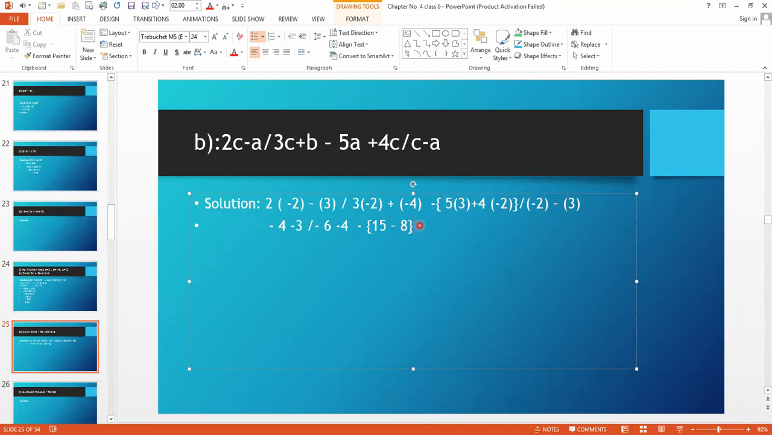Now I have to put this divided by c minus a. Look here, c is minus 2, a is 3. So minus 2, minus 3, both have the same sign. So I have to add 3 plus 2, that is 5, and put the sign of the greater number. So it is minus 5. Okay. Now move towards the next part. Minus 1, minus 3, both have the same sign. So I have to add 4 plus 3, that is 7, and put the sign of the greater number, that is negative. So negative 7 I have to write.